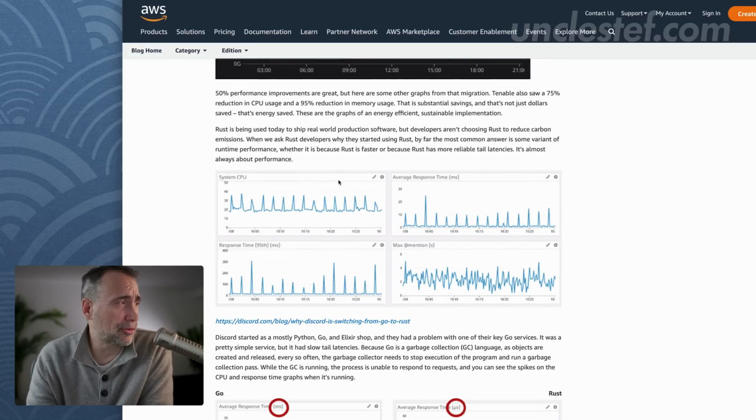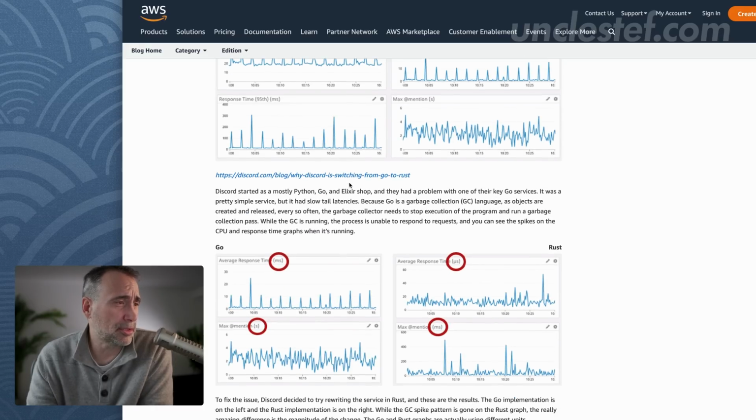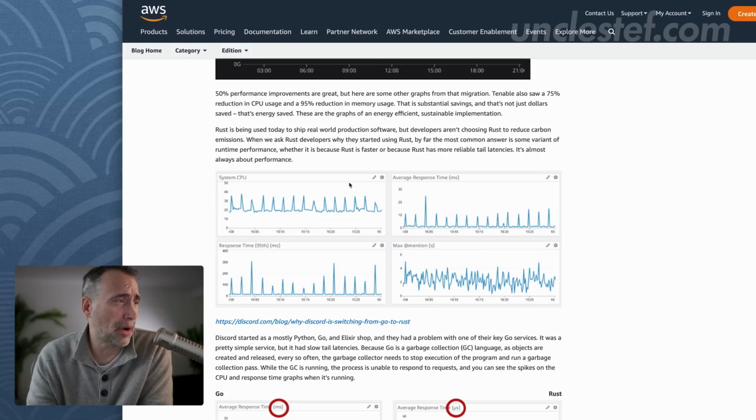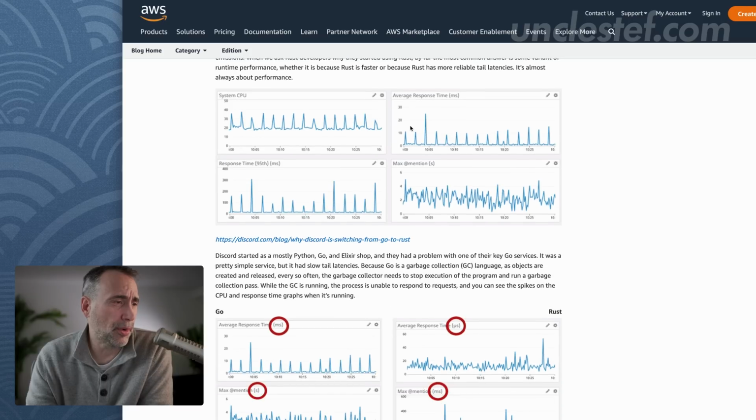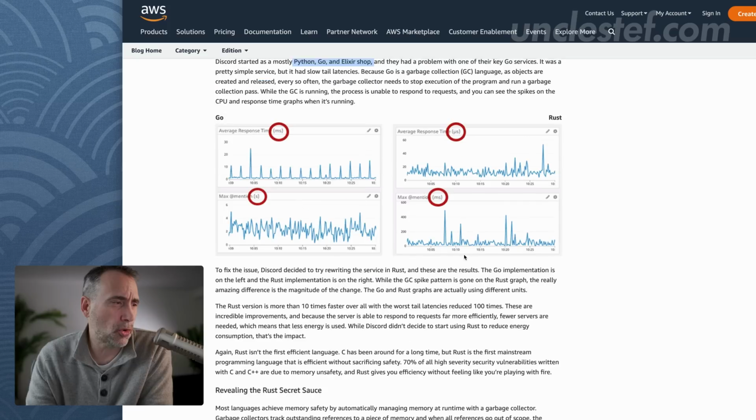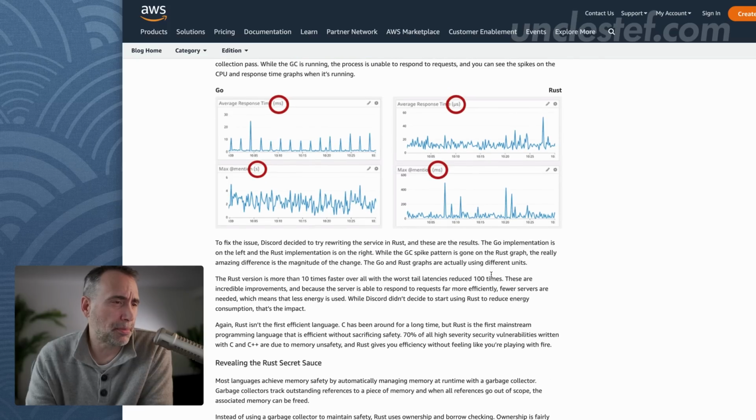I won't go through the whole thing because you can look at it yourself. But I wanted to mention Discord, by the way, here's another example I found interesting. Discord decided to rewrite some stuff they had done in Python in Go. And they had some pretty good results. Here it is: the Rust version is more than 10 times faster overall, with the worst tail latencies reduced by 100 times.